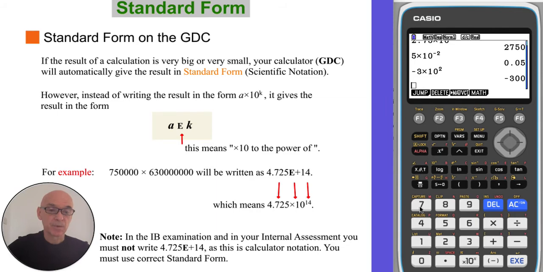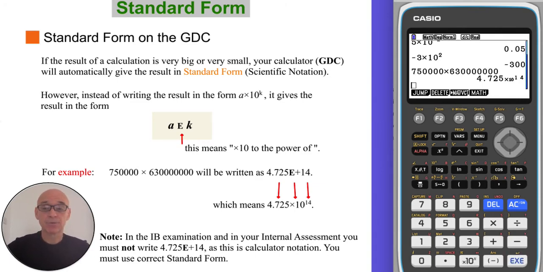In this calculator, when I type in 750,000 multiplied by 630 million, it displays the result as 10 to the power of 14. But on your calculator, when you type it in, it will display the result as e plus 14. Remember that e means times 10 to the power of. And note, in the IB examination and in your internal assessment, you must not write using e, as it is a calculator notation, and you must use the correct standard form.